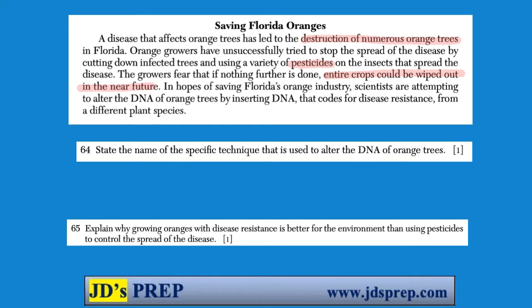The growers fear that if nothing further is done, entire crops could be wiped out in the near future. In hopes of saving Florida's orange industry, scientists are attempting to alter the DNA of orange trees by inserting DNA that codes for disease resistance from a different plant species. So our first question is, what is the name of the technique that's used to alter the DNA of orange trees? If we're talking about altering DNA, we're talking about genetic engineering.